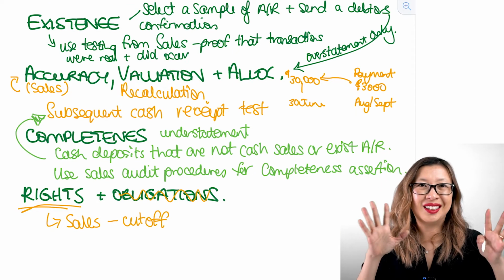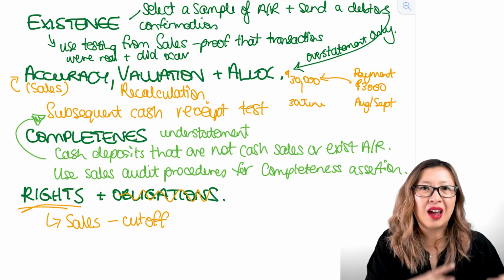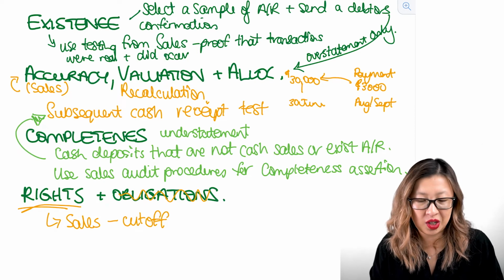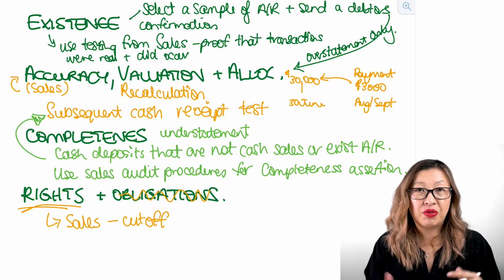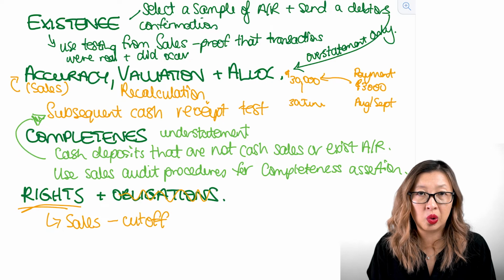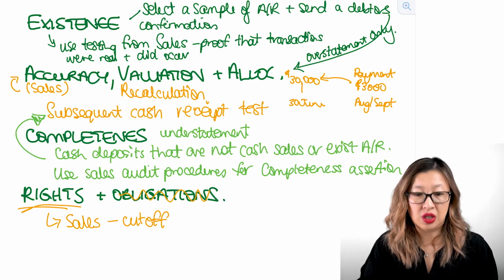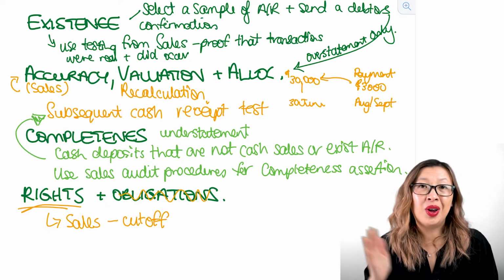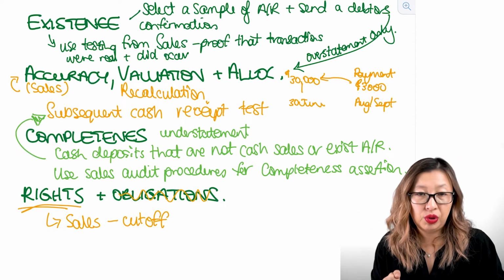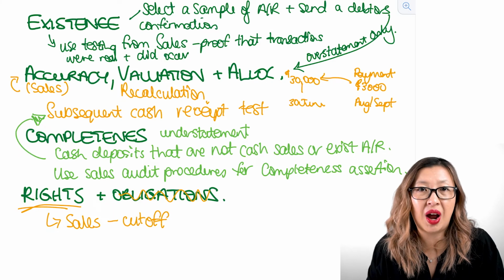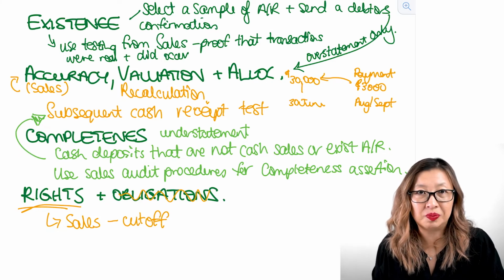All right, so remember that we have sales and we have the cutoff assertion, which is about making sure that goods were delivered to make sure that we can record the sale appropriately according to our accounting standards. So we need to make sure that for any accounts receivable we owe, those goods were delivered to the customer. All right, so when we're testing the sales cutoff assertion, then that'll also flow through to helping us test the rights and obligations assertion.